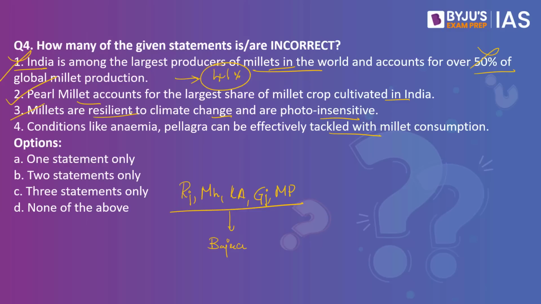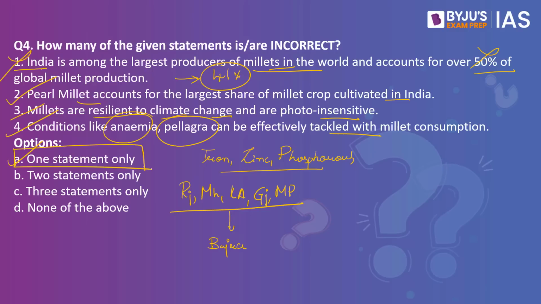Millets are nutritionally superior to wheat and rice. This is because of higher level of protein with more balanced amino acid profile, minerals such as iron, zinc and phosphorus. So millets can provide nutritional security. Therefore, they can also act as a shield against nutritional deficiency, especially among children and women. And continued inclusion of millets in one's diet can help them tackle conditions like anemia and also pellagra. Therefore, statement number 4 is correct. So the right answer to our question here would be option A, one statement only, because the question is asking us for incorrect statements.